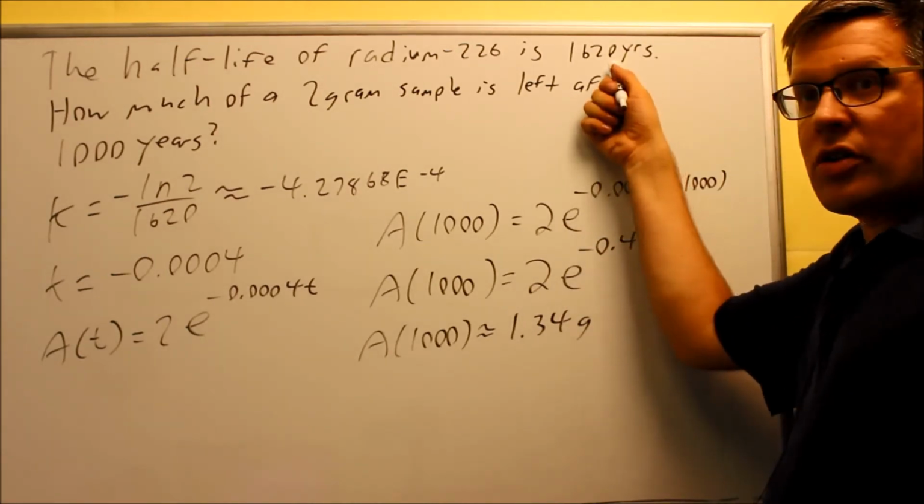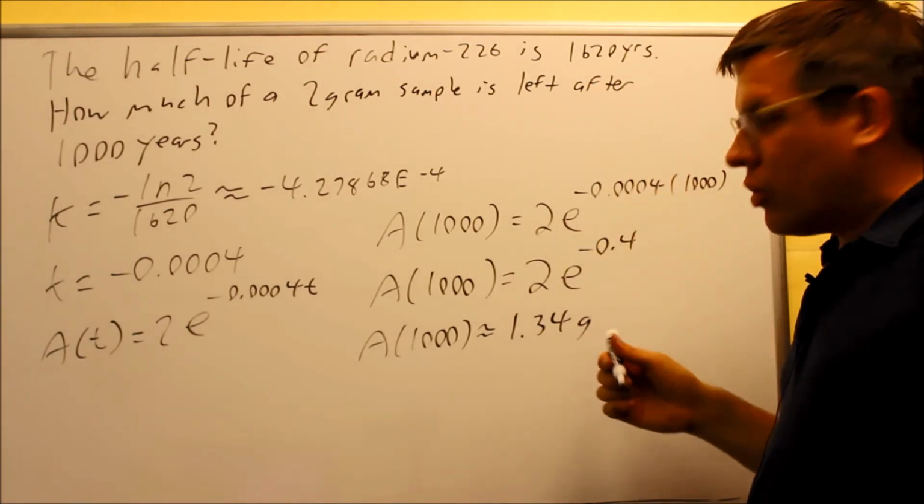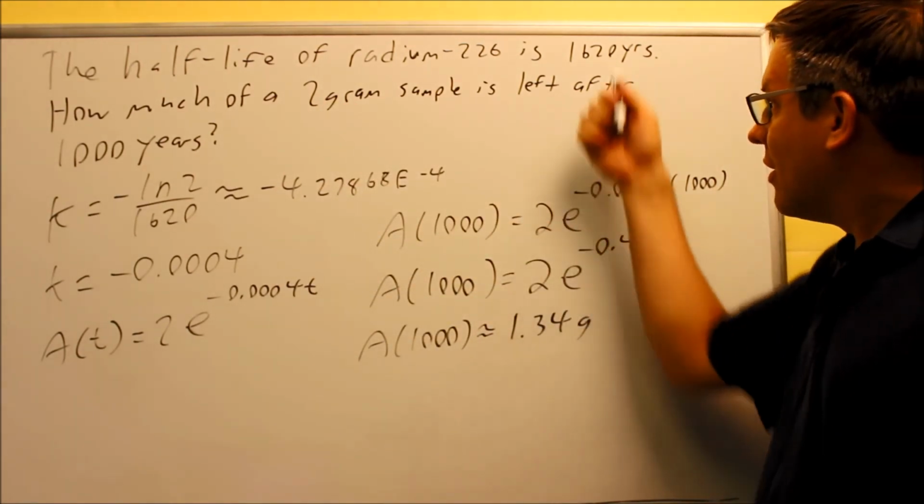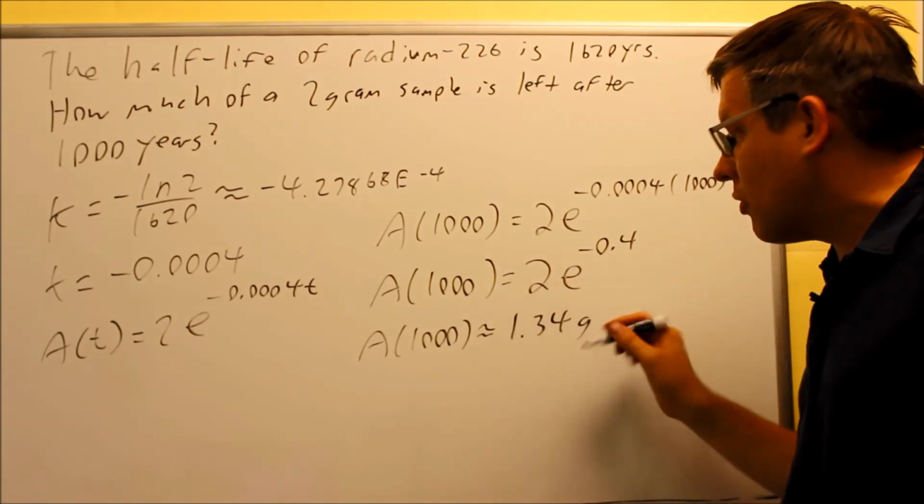Of course, if we went all the way to 1620 years, that means that we'd only have 1 gram left because it would be half of what we originally started with. So we're not quite at 1620, which makes sense that we should have a little bit more than 1.